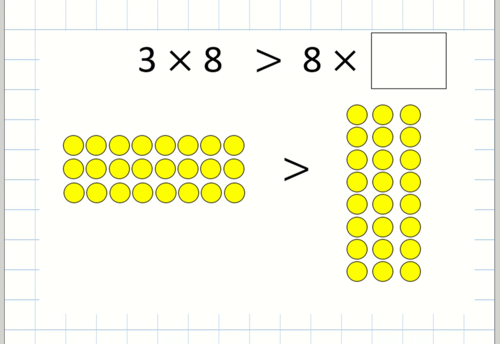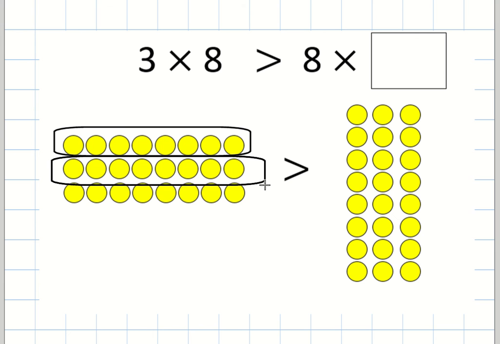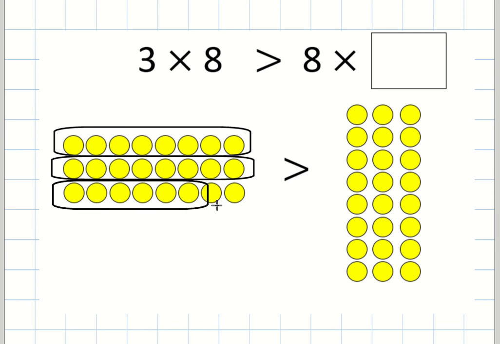This is going to be our final one for this morning. We have 3 times 8 is greater than 8 times something. So I've got 3 lots of 8 here, and I can show you in your rings if you want. We've got 1 lot of 8, 2 lots of 8, 3 lots of 8. So that's greater than. Now, this, hopefully you'll recognise, is also showing us 3 lots of 8. So that can't be greater than.